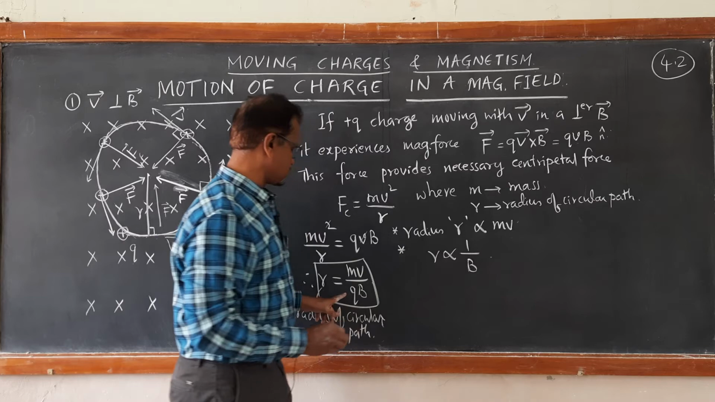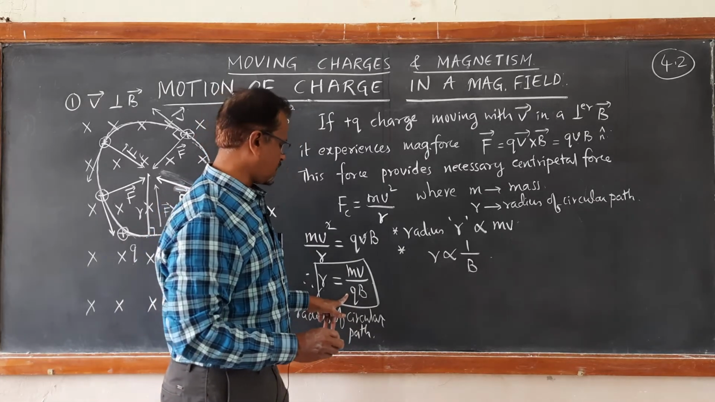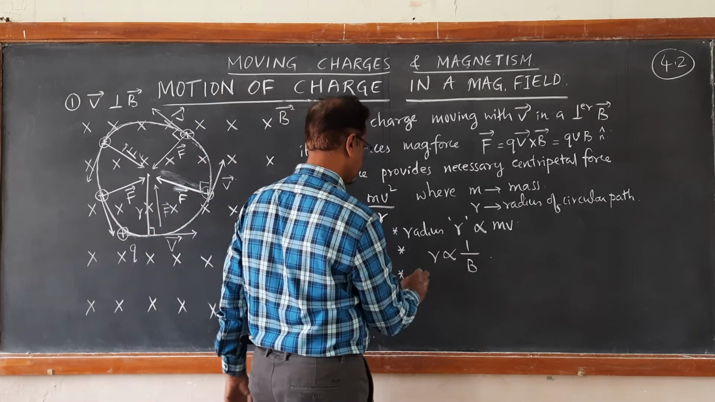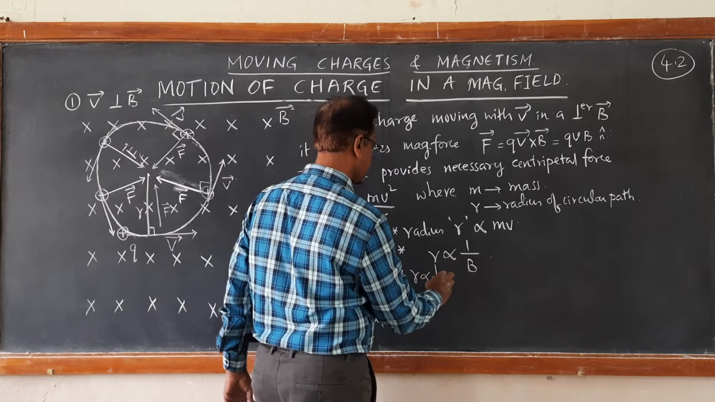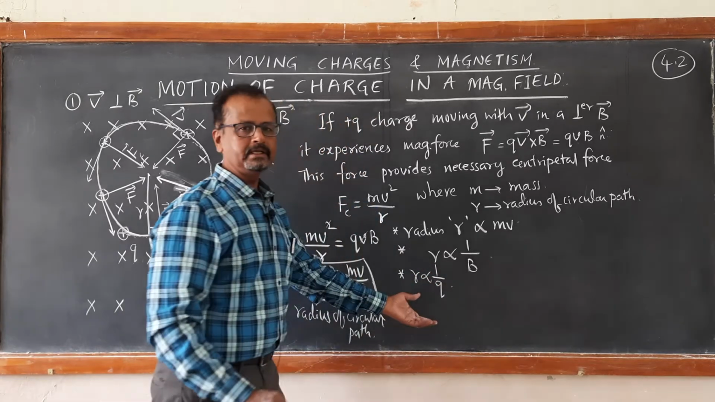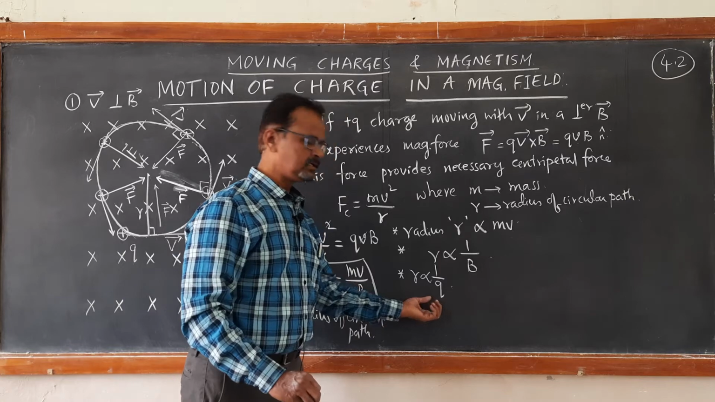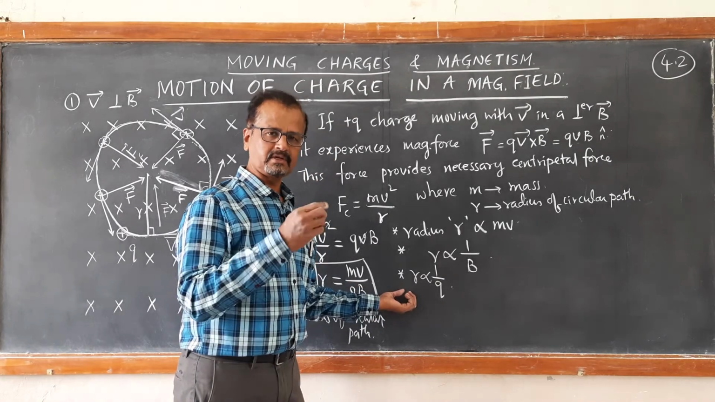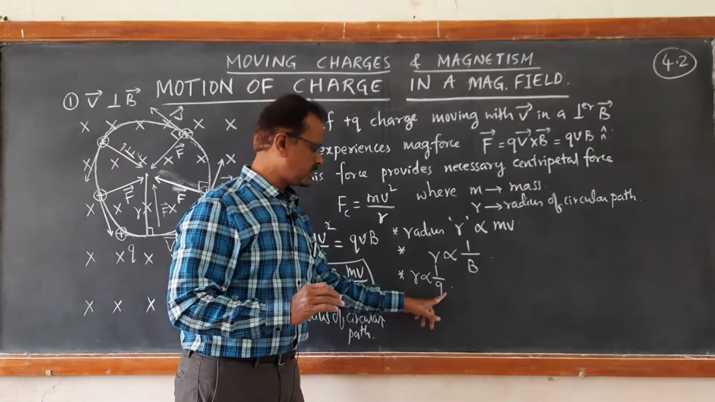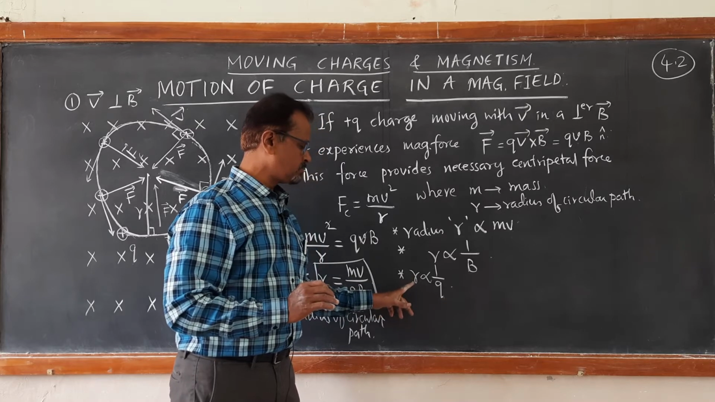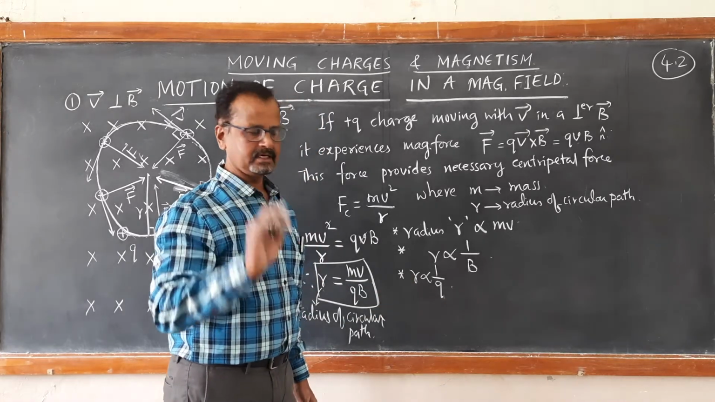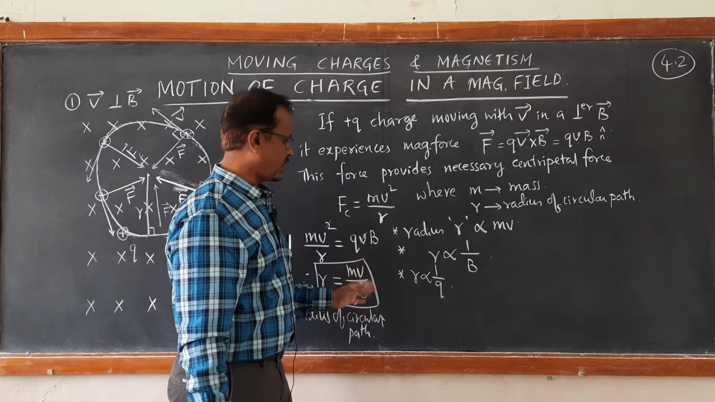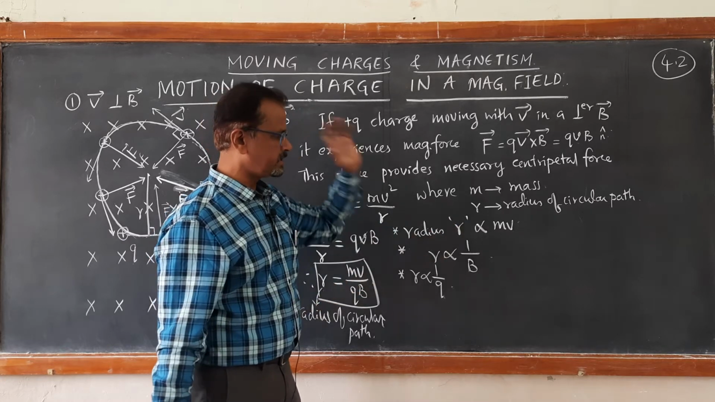And it is inversely proportional to the charge Q. R is inversely proportional to charge Q. The more the amount of charge, the less is the radius of the circular path. That's the meaning. The lesser the amount of charge, the larger is the radius. Inversely proportional to charge, and directly proportional to mass, which is already written.